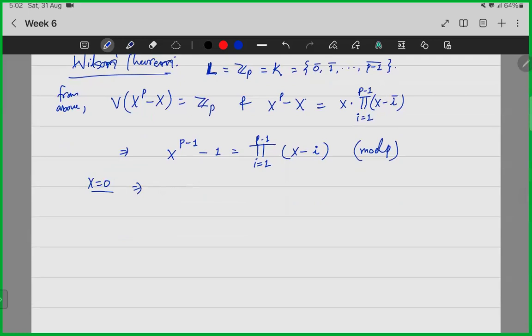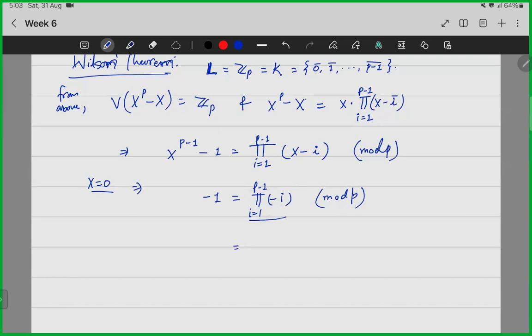Evaluating at 0 or 0 bar, whatever, this will be minus 1, which is equal to the product of minus i from 1 to p minus 1 mod p. But what is this?